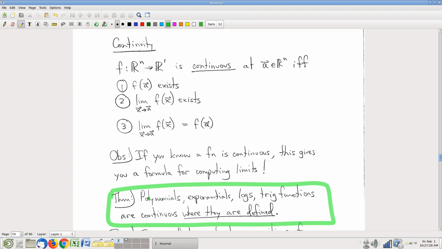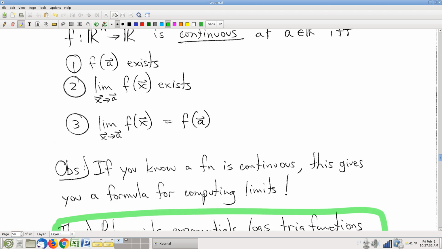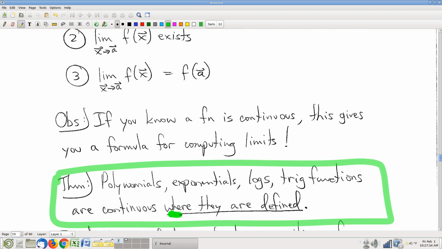Now, I am going to put in a little bit of an asterisk in here, and that is where they are defined. Now, good news, polynomials are always defined. Exponentials are always defined. That's not an issue. Log functions, though, are not always defined. So we cannot say logs are always continuous, because they are not always continuous. Sometimes they don't even exist. Certainly not continuous where it doesn't exist. What we are saying here, though, is this refined statement that where they are defined, logs are continuous. Where they are defined, trig functions are continuous.